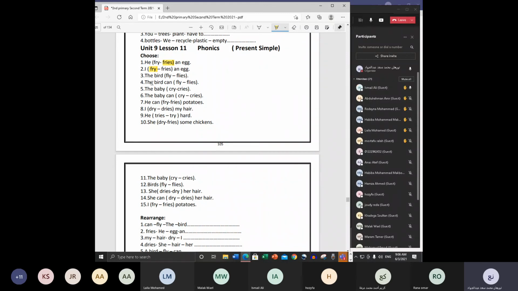Number three, Smile. The bird flies, because the bird is singular. Thank you. Number four, note that can and can't are followed by the verb with infinitive, without any addition. Mostafa Salah: the bird can fly or flies? The bird can fly. Thank you.